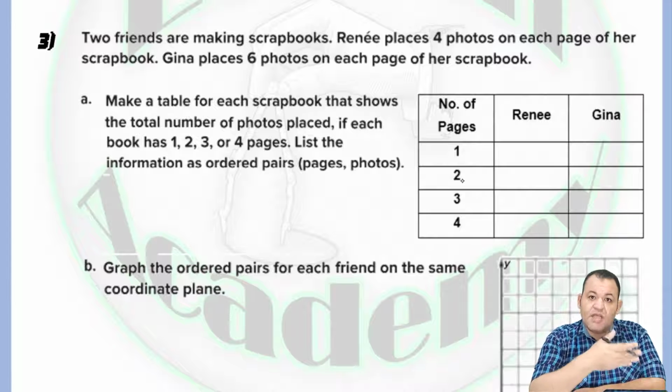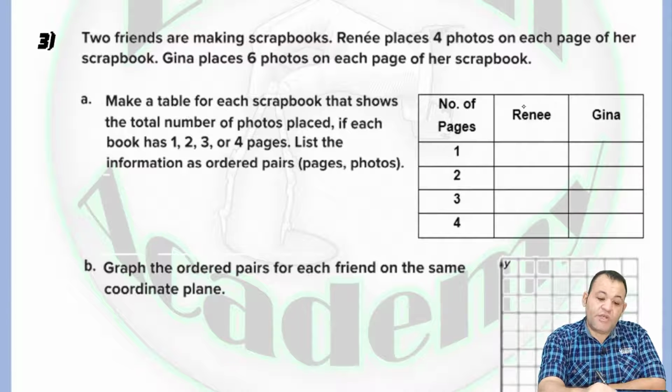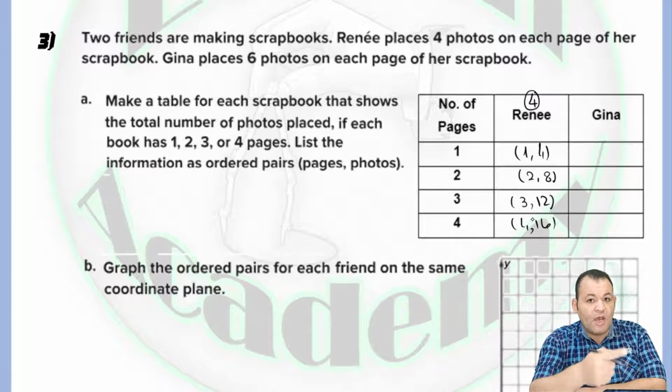So x represents the input and y represents the output. The input that we have here is the number of pages, and the output is the number of photos. For the first page, we said Rina is placing 4 photos in each page, so the ordered pair will be 1 and 4. For 2 pages, it will be 2 multiplied by 4 equals 8. So for 2 pages, we have 8 photos. For 3 pages, 3 multiplied by 4 equals 12. For 4 pages, it will be 16 photos. That's how we can represent it. We said x is the number of pages and y the number of photos.